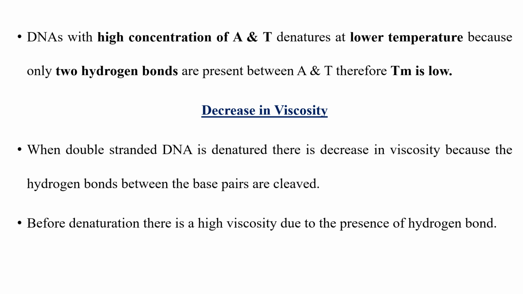Decrease in viscosity is also one of the effects of denaturation of DNA. When the double-stranded DNA is denatured, there is a decrease in the viscosity because the hydrogen bonds between the base pairs are cleaved. Before denaturation, there is a higher viscosity due to the presence of hydrogen bonds.